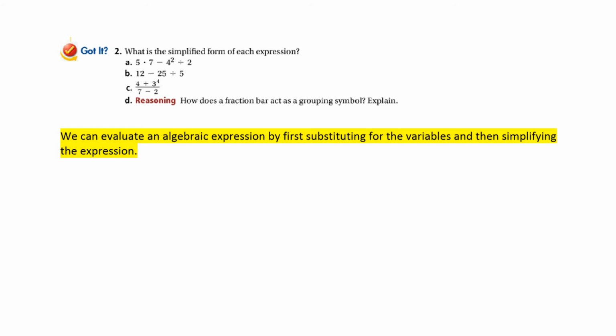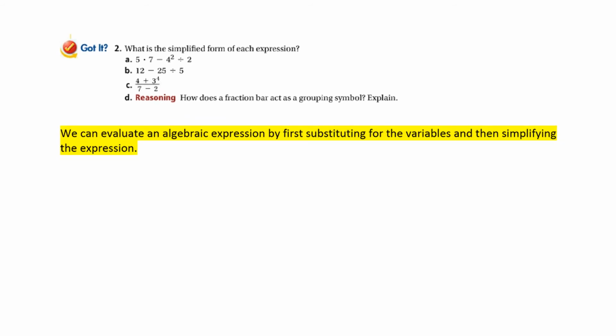We can evaluate an algebraic expression by first substituting for the variables and then simplifying the expression. So when we evaluate, we do it in 2 steps. We substitute first, and then we simplify.